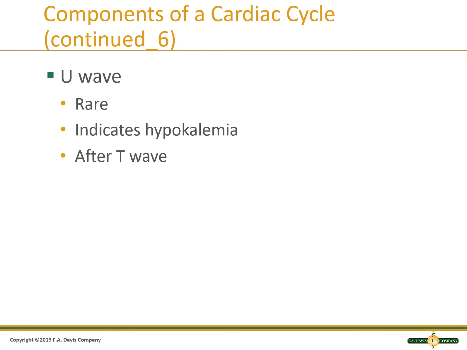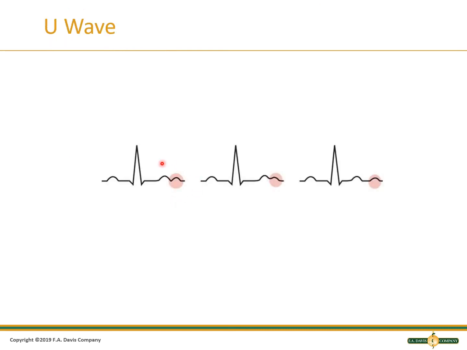U wave is small and not seen often. It occurs shortly after T wave. It represents hypokalemia. Here you can see the U wave following the T wave.